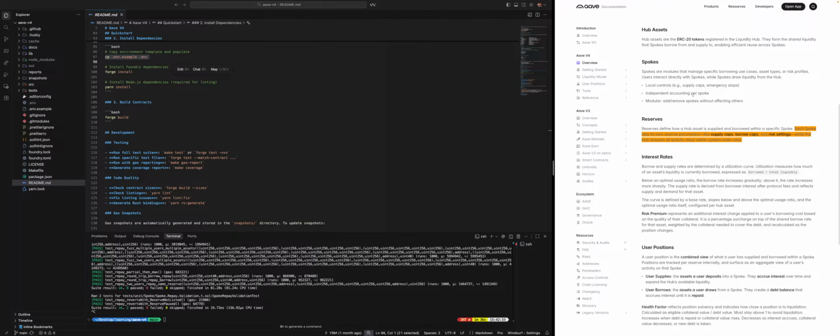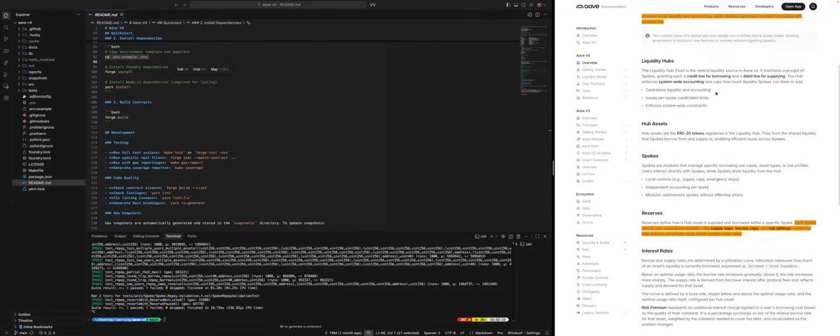Okay, so spokes are modules that have cap restrictions per asset, and a hub is where the liquidity is present, and it also has an accounting mechanism.